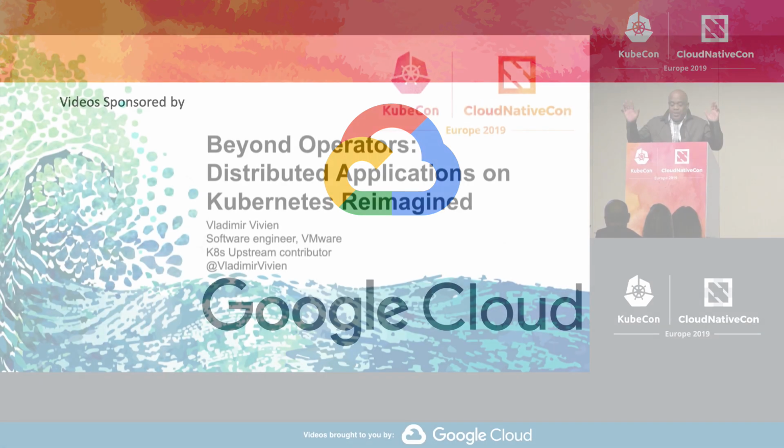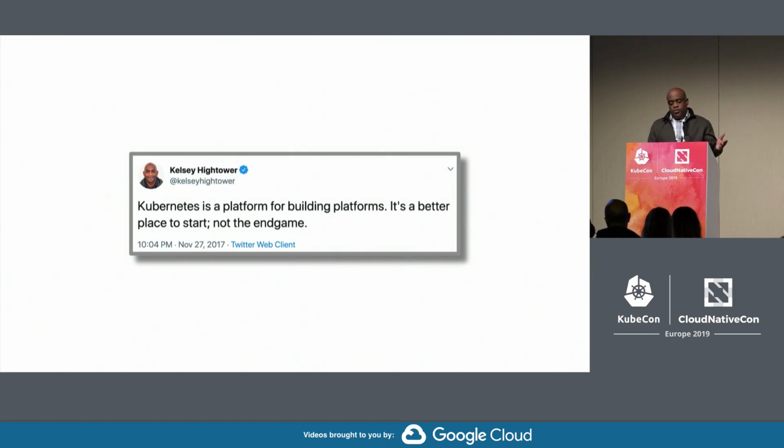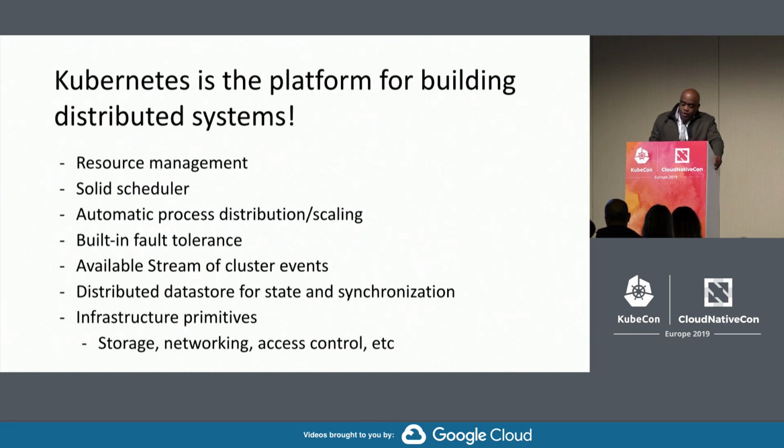Today I want to talk about distributed application on Kubernetes, specifically native distributed application on Kubernetes. You've probably seen this quote somewhere on the net from Kelsey and others, that Kubernetes is a platform for building platforms. What I'd like to add is Kubernetes is a platform for building distributed systems. If you want to build a distributed application, Kubernetes has all of the ingredients that you need to do so: resource management, a solid scheduler, automatic process distribution scaling, built-in fault tolerance, available stream clusters of events, a distributed data store for state synchronization, et cetera.